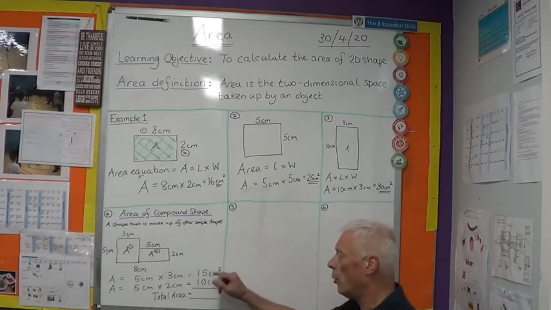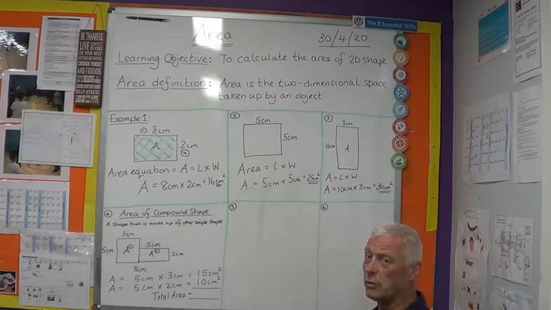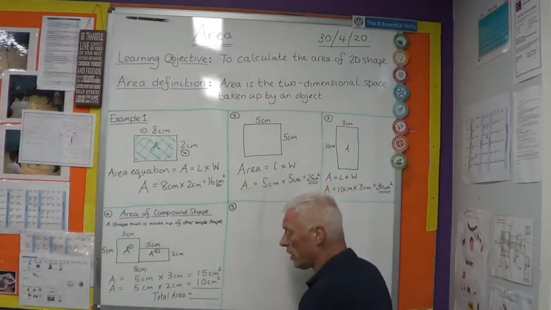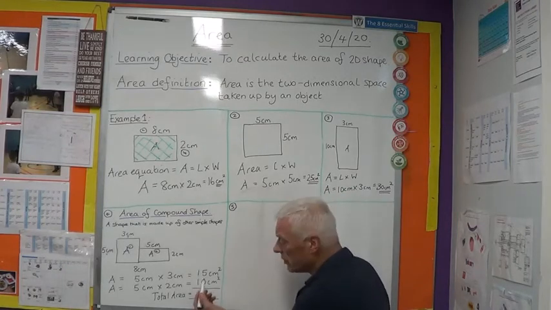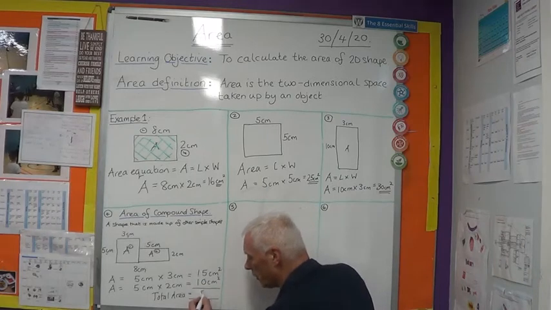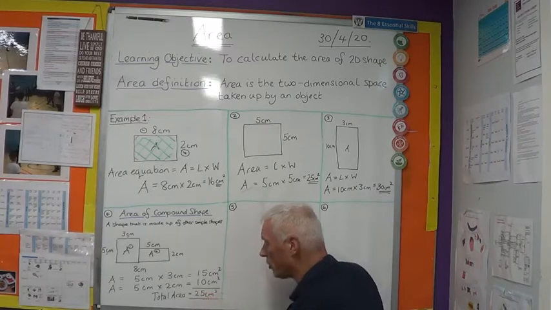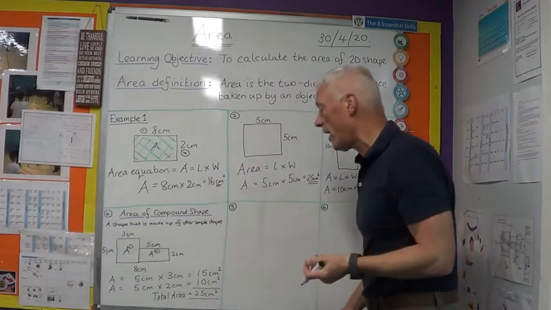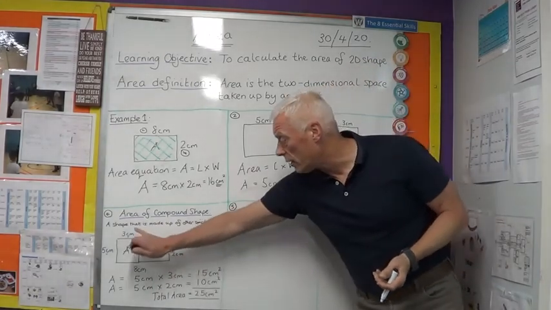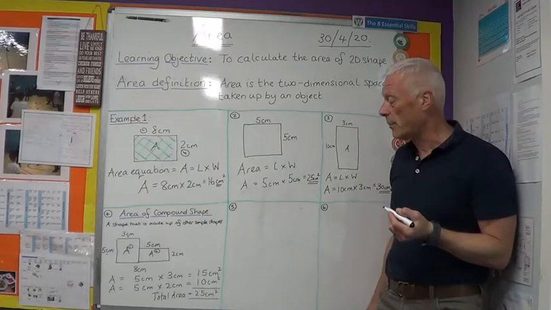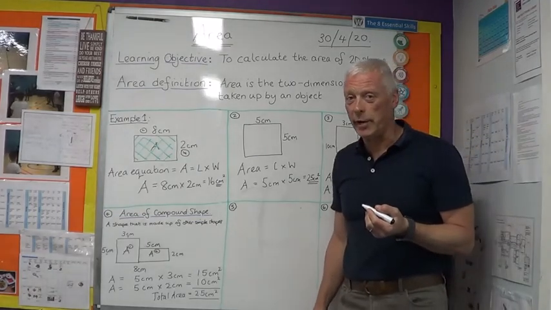area, we add both of those area measurements together. So put it in column, it's very simple column addition, 5 plus 0, 5, 1 plus 1, 2. Remember your units of measurement are still centimetres squared, and the answer of working out what the area of that compound shape is 25 centimetres squared.